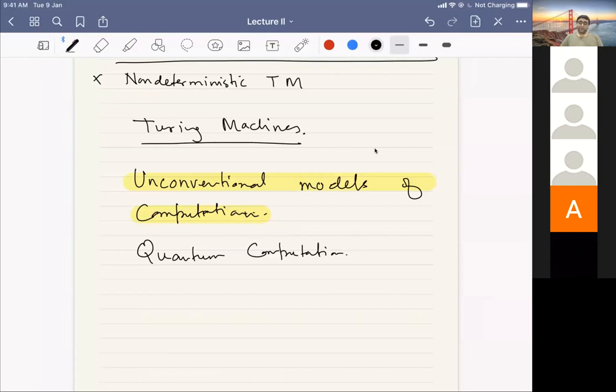So there are many unconventional models of computation. Philosophers, mathematicians and computer scientists have been thinking about them, but so far we do not have any. Even the quantum computation, which many people claim may solve some of the problems of the present day, most of these claims are just claims. They do not have much substance. But anyway, there's some promise in quantum computation.